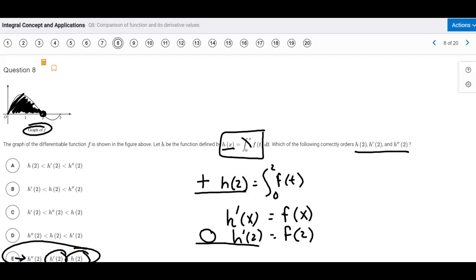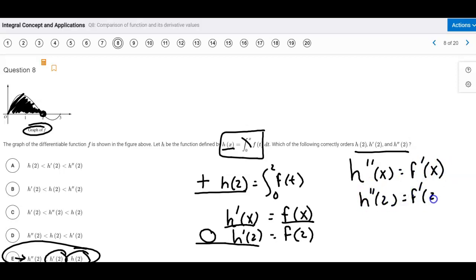But let's go ahead and do it anyway. It's not that hard, so we'll go ahead and go one more step here. So if h prime of x is f of x, then h double prime of x is f prime of x. And so h double prime of 2 is f prime of 2, and what that would mean is the slope of my graph at 2. And if you look at this point here, the slope is pointing in a downward direction, so sure enough, there's your negative value. And so our guess was right.